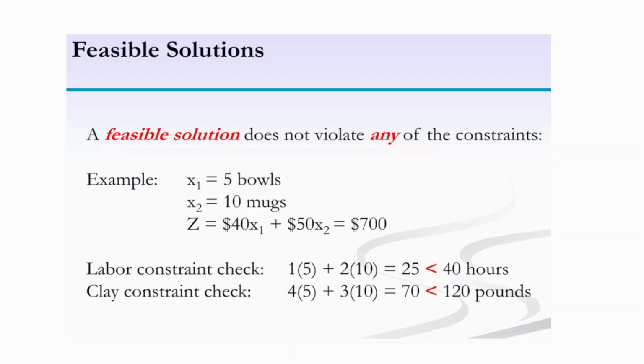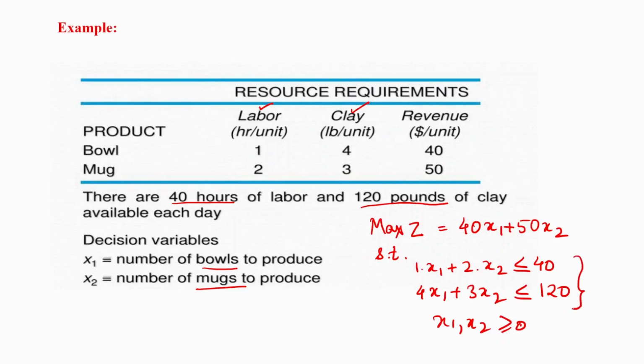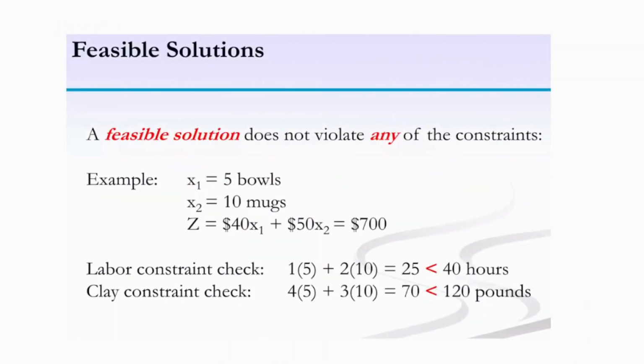A feasible solution is one that doesn't violate any of the constraints. Like in the previous example, we have 3 constraints, as you could see: these are the 2, and this is the non-negativity constraint. If none of them is violated, then it is called a feasible solution. So here you can see, if I take x1 and x2 as 5 and 10 respectively, then both of them are strictly greater than 0, and they satisfy the labor constraint and the clay constraint. So that means it's a feasible solution.